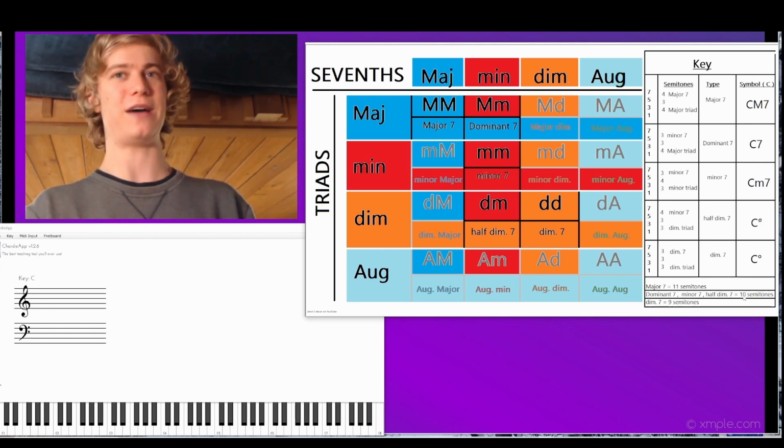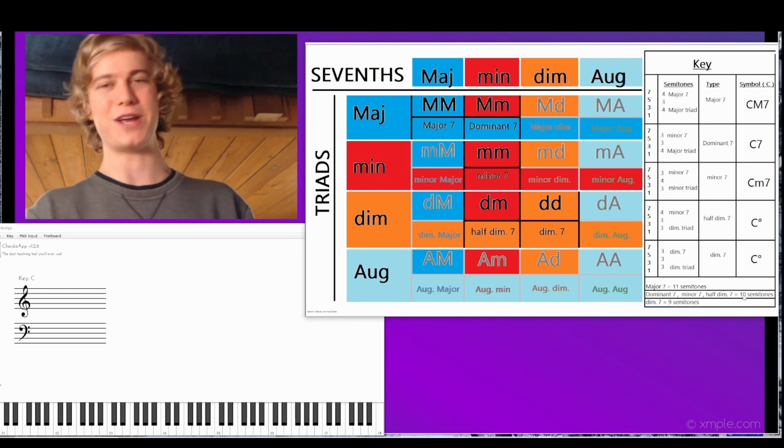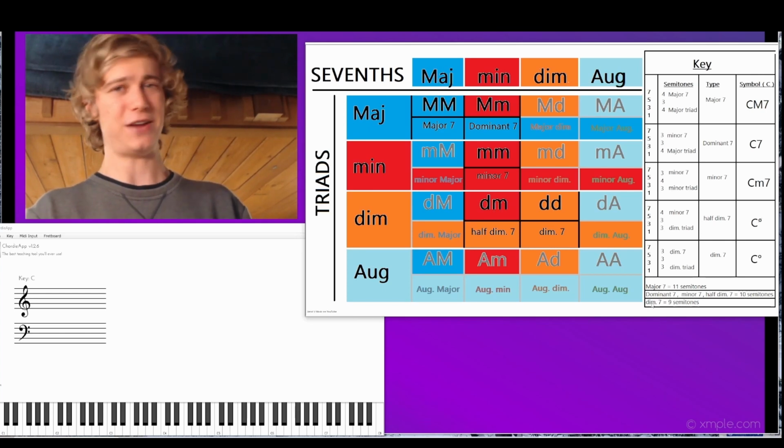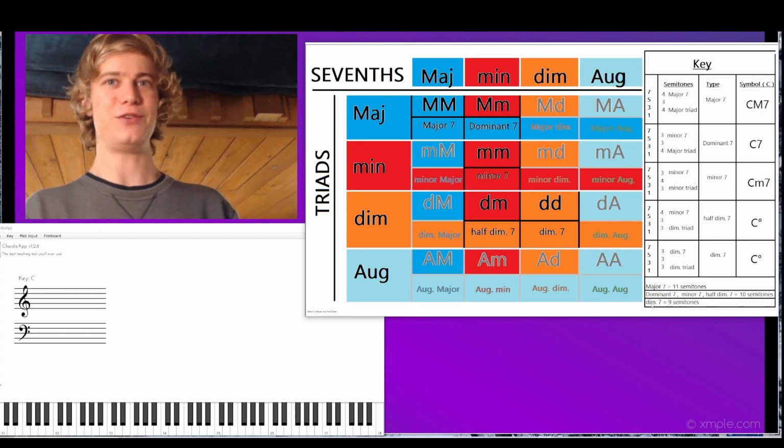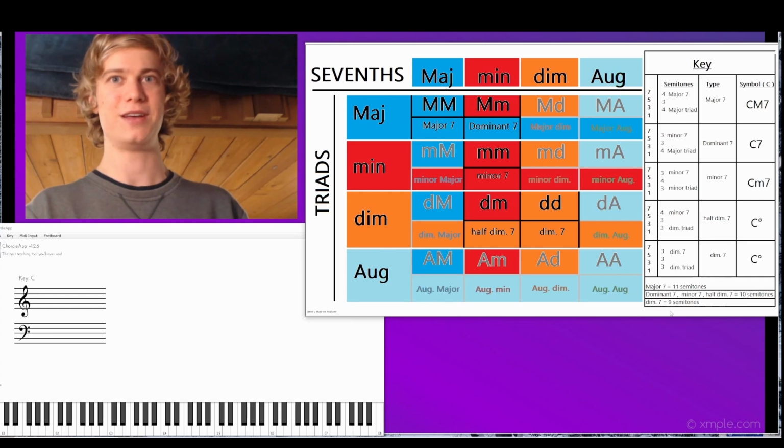So each one of them has 10 semitones, just arranged in a different order. I find that really interesting. And then if you look at your fully diminished 7, you have only 9 semitones. So it makes sense because it's diminished compared to the minor.